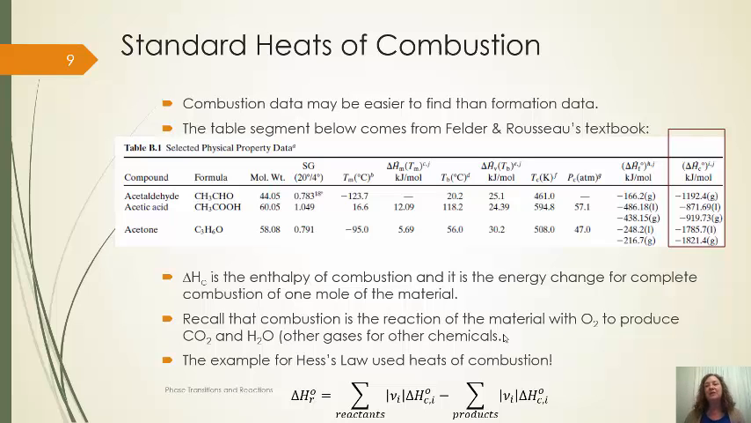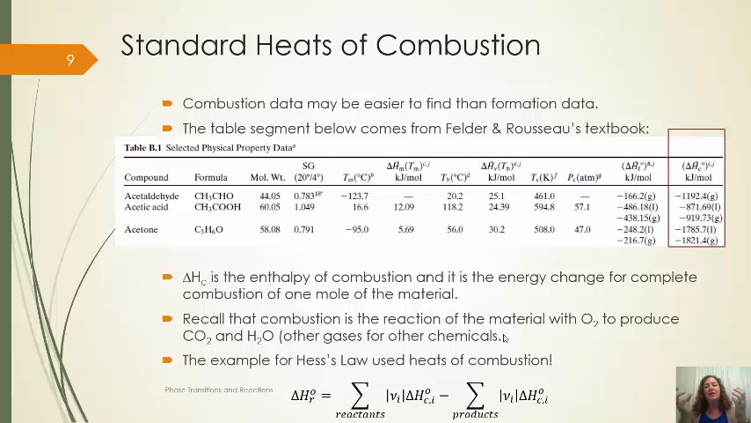So the heat of combustion in the Felder and Rousseau textbook is the column right next to heat of formation. This is the enthalpy for the combustion of this chemical. For complete combustion of 1 mole of material with the stoichiometric amount of oxygen that produces CO2 and H2O and any other gases that are appropriate for that chemical. So in this case, now I'm breaking these apart. So it's the opposite of forming them, right?